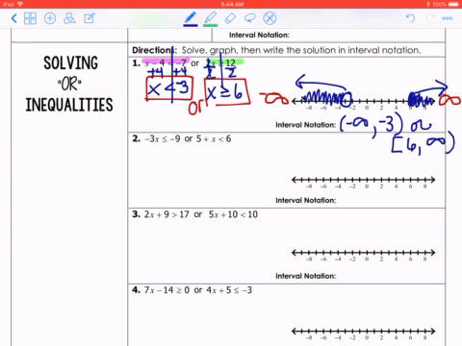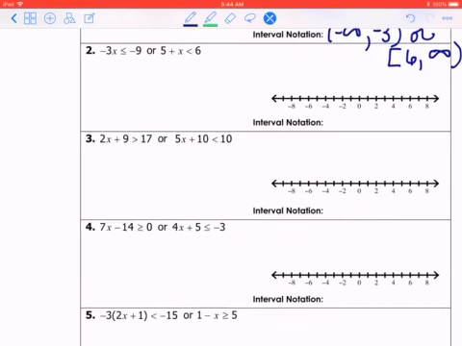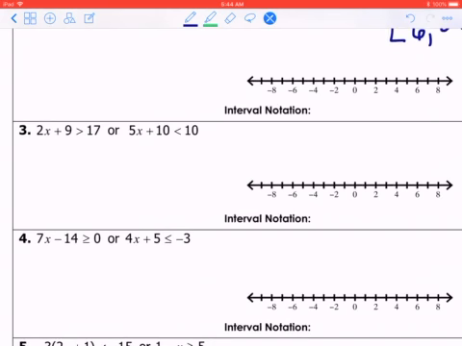Let's try another one. Let's jump down here. Let's do number 3 just to give us a little space here, okay? I'm going to zoom this in. All right, so step 1, we need to solve both inequalities.